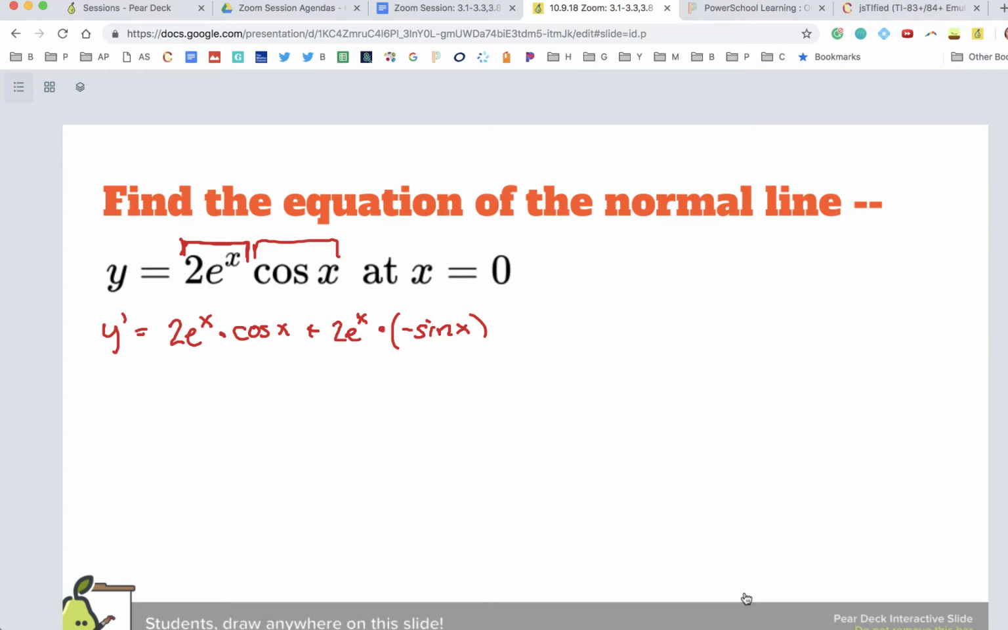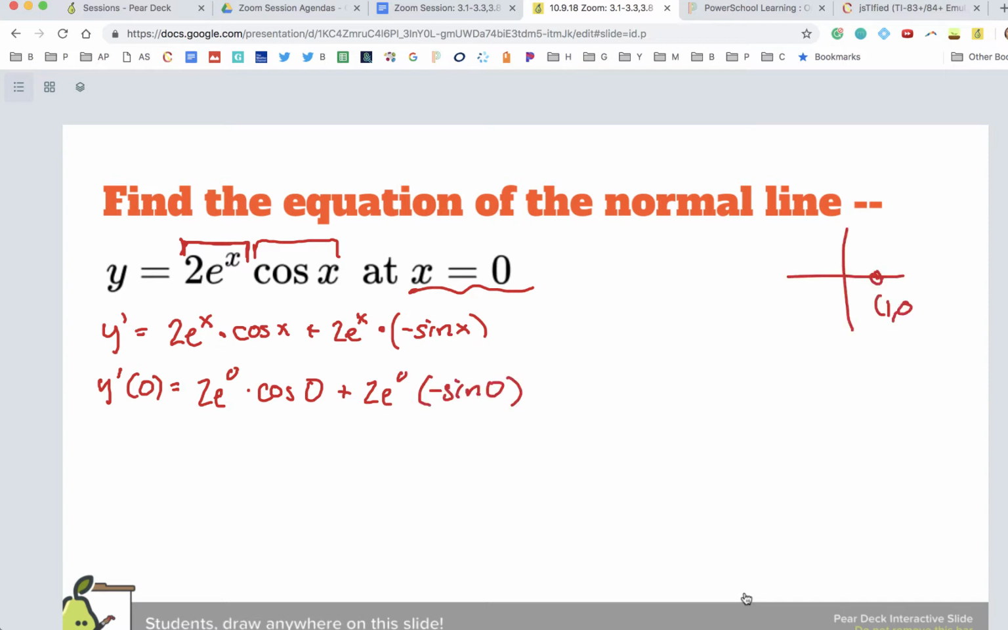Now I'm going to find the derivative at the point. So y prime of 0 equals 2e to the 0 cosine 0 plus 2e to the 0 times negative sine 0. Okay, 0 is right here. My point is 1, 0. So the cosine is 1. 2e to the 0 is 1. Cosine 0 is 1. 2e to the 0 is 1 times negative sine of 0, but sine of 0 is 0, right? So 2 is our slope. But the slope of our normal, that's the negative reciprocal.